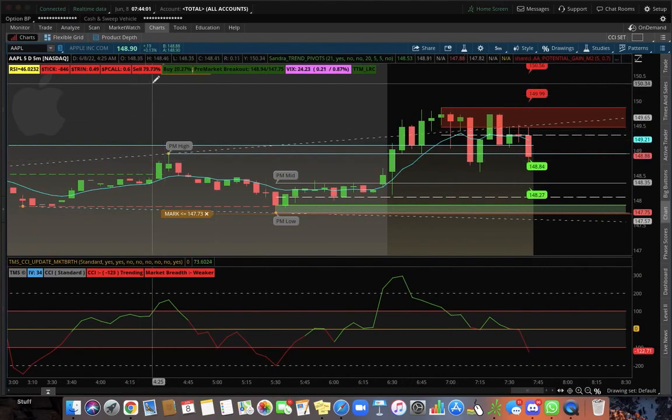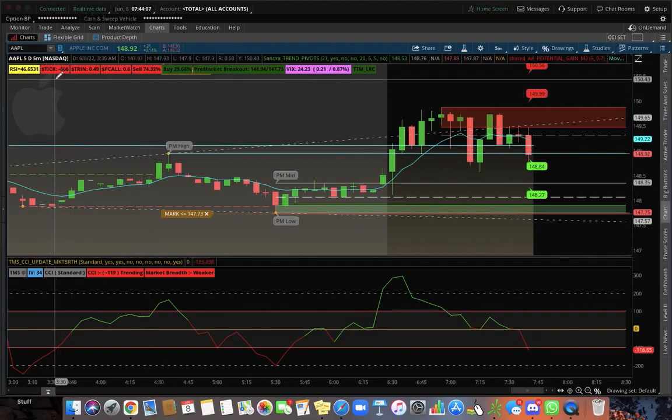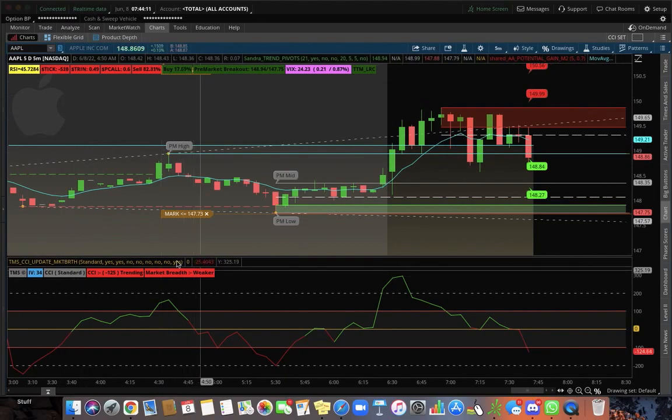You could see that we're 80% selling, 78% selling. We have negative 800 ticks. The market breadth is weaker.